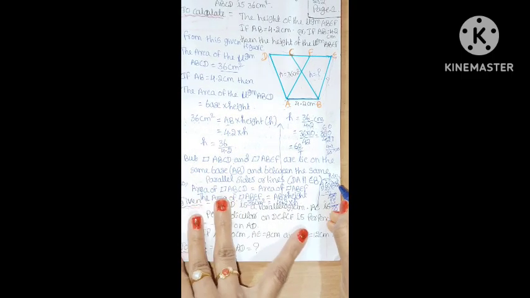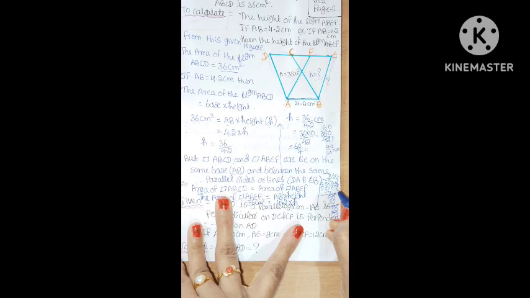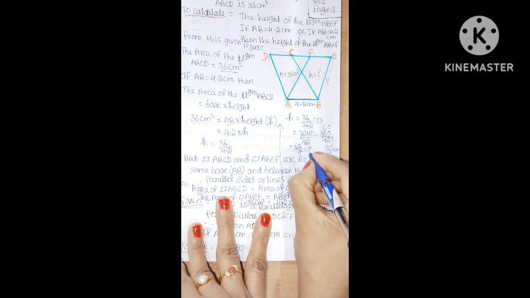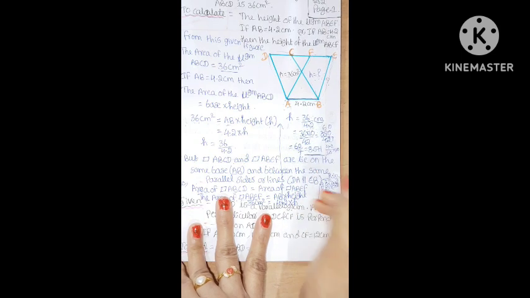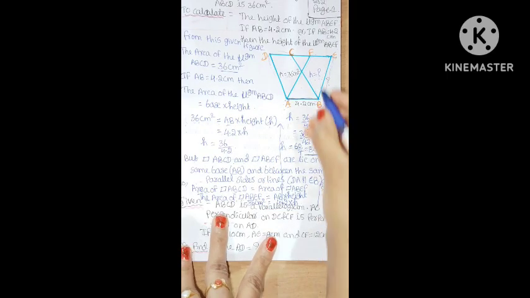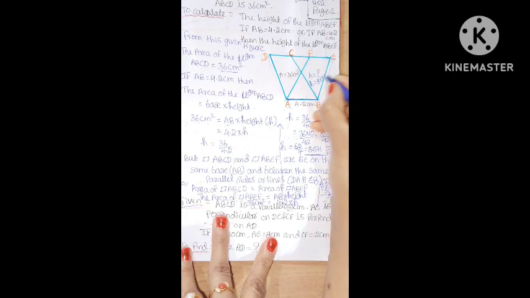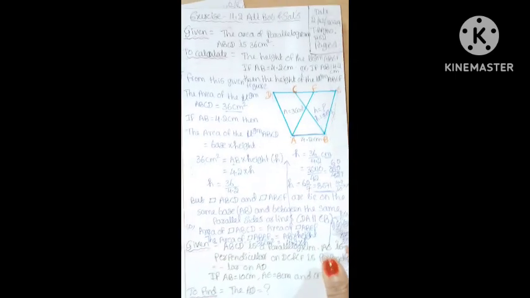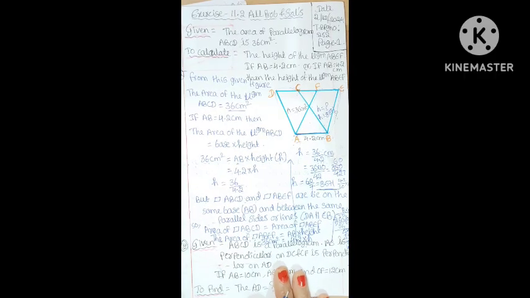So what's the final answer? How much value do we get? 8.571. This is the final answer. This is nothing but the height of the parallelogram. The height is equal to 8.571. Are you understood? Yes. Very simple, this problem solution is a very simple solution.